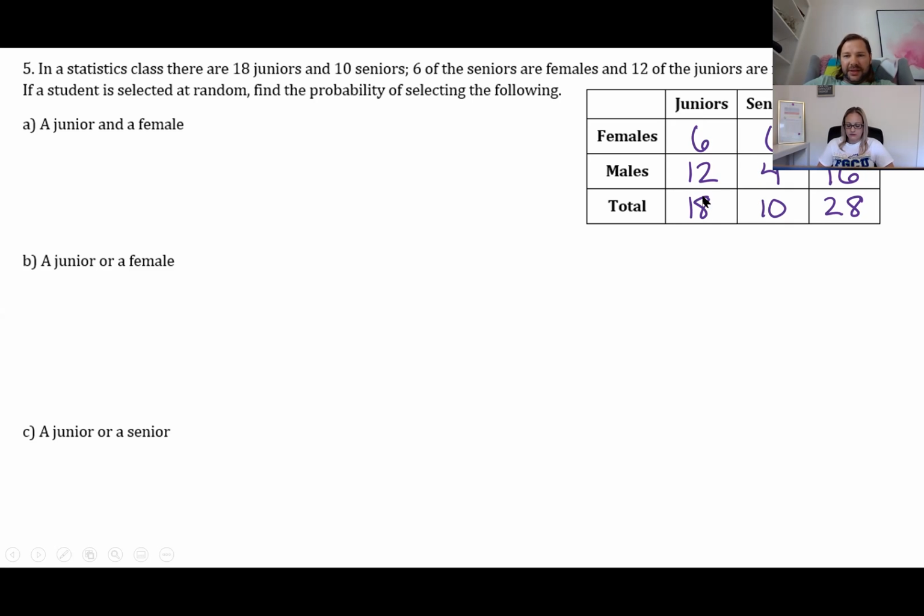That gives us the totals of 18 and 10. And then we have to calculate by adding up this way to get the 12 and the 16. And then finally we see 12 plus 16 is 28. So we have 28 total students.